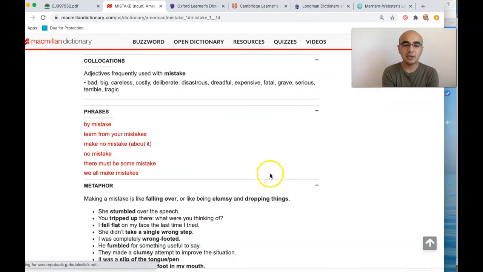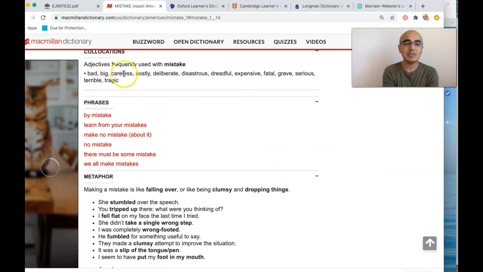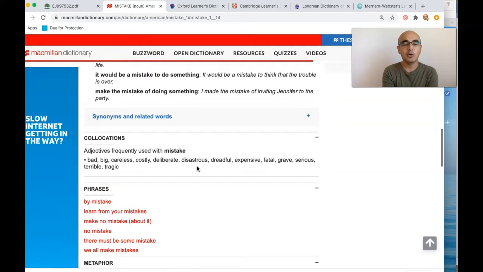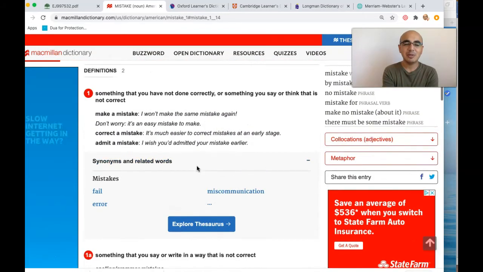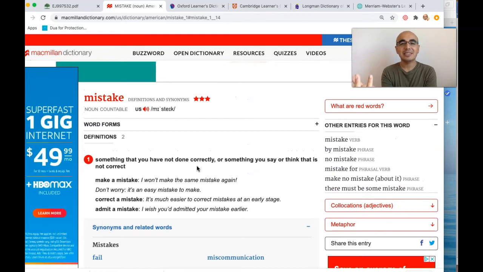So if I click on that, there are phrases. These are bad mistake, big mistake, careless mistake, right? Phrases are here. And so, whenever you have the chance, please explore this Macmillan Dictionary, and also encourage your students to pay attention to the red words, okay?